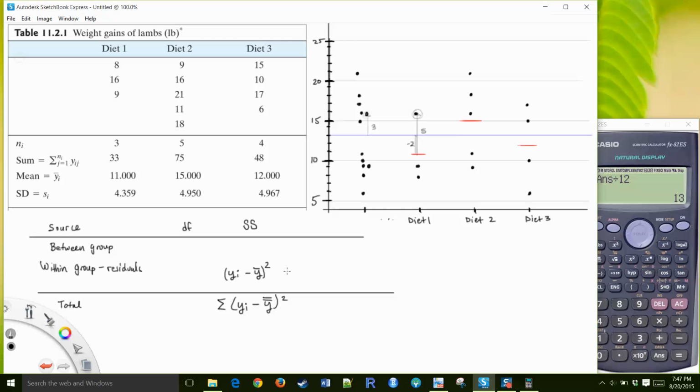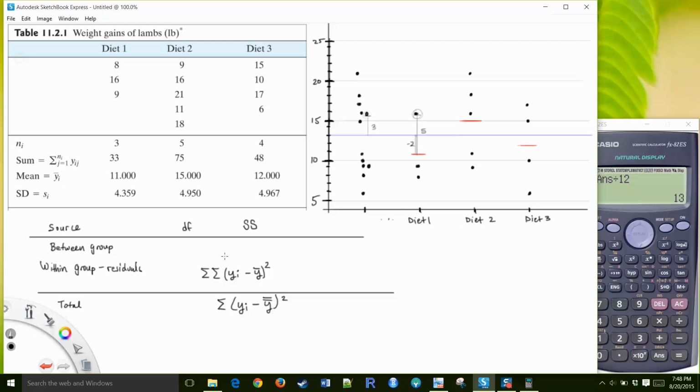And then between the groups, we're going to take each group mean, y bar, and see how different it is from the grand mean, y double bar. Okay? And we would square that distance. And technically, we would do it for all points within a group and then do it for all groups. But all points within a group will have the same distance for y bar minus y double bar, right?